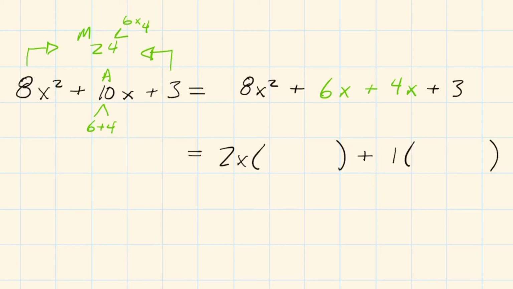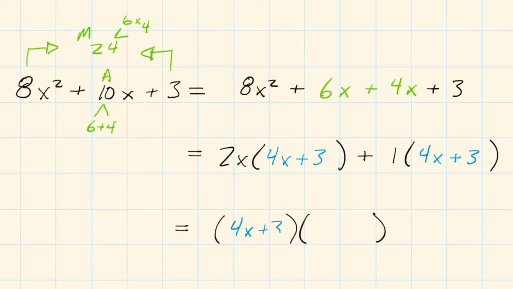Remember, to factor the 2x out of those first two terms, we're just dividing them both by 2x. So 8x squared divided by 2x is 4x, and 6x divided by 2x is 3. Now divide 4x and 3 both by 1 to factor the 1 out. So 4x divided by 1 is 4x, plus 3 divided by 1 is 3. Now we've factored the GCF out of the first two terms and the GCF out of the last two terms. Now 4x plus 3 is actually a GCF for this whole thing. It's a binomial common factor.